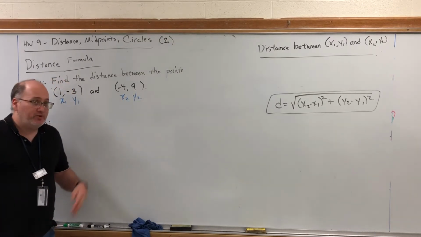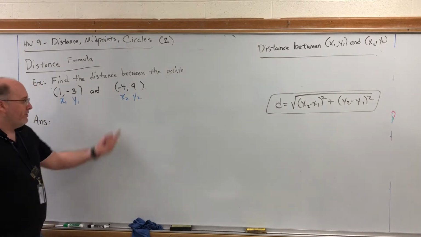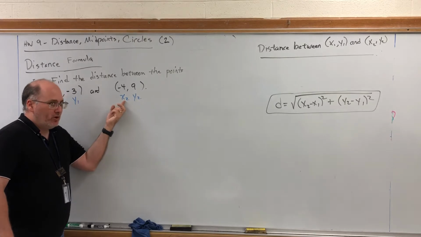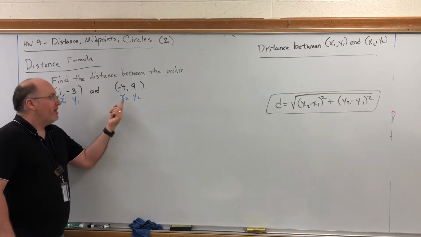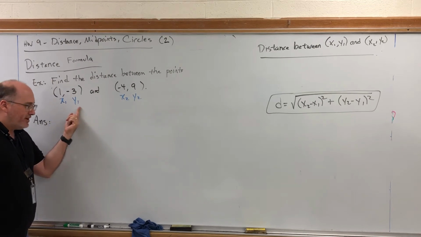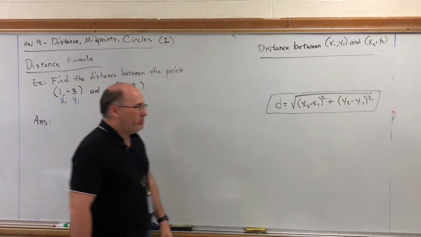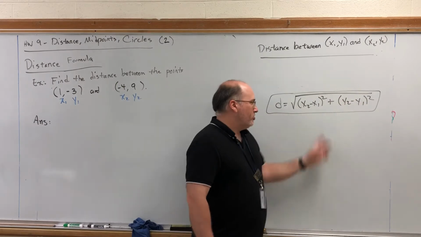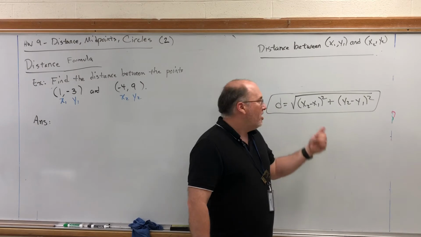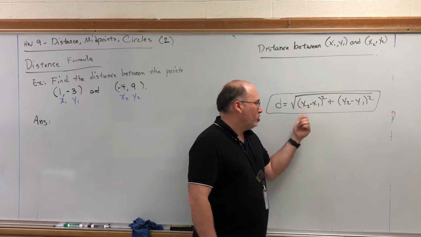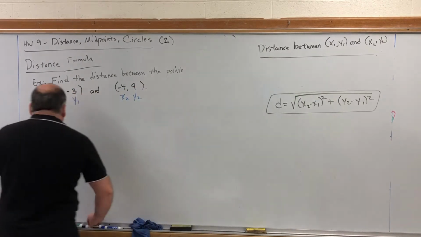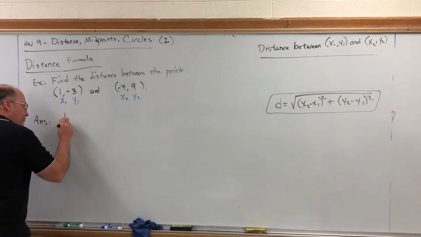Honestly, it doesn't matter what you call first or second. I could have called this the first x, but the minute you name one of them, you've named all of them. If this is the first x, then this is the first y, and this is the second x, and this is the second y. You'll get the same answer each time because of the squares. You're just reversing the subtraction problems, which only changes the sign of the subtraction problem's answer, but when it gets squared, it becomes positive anyway. So, let's go to town.